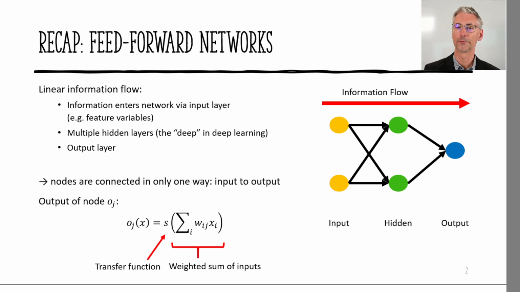Remember that we have sort of a linear information flow. So the information enters the network via the input layer, for example from our feature variables, then passes through one or more hidden layers. This is like the deep in deep learning, and we finally have an output layer. So all the nodes are connected only in one way, towards the output from the input. So the information flow is always from left to right.